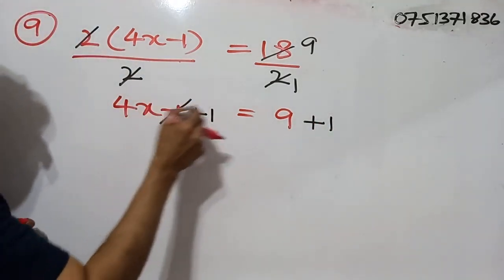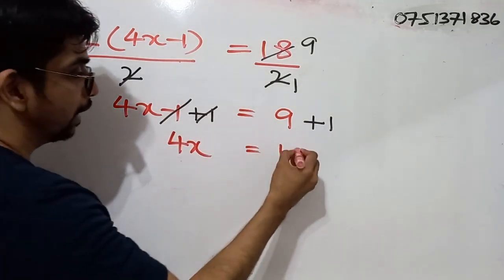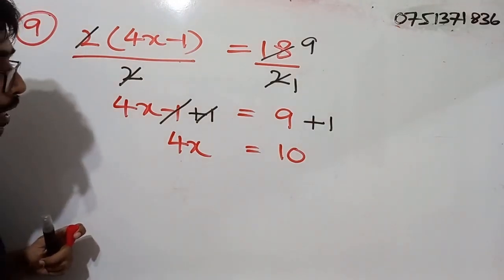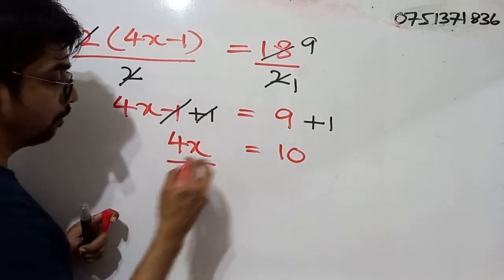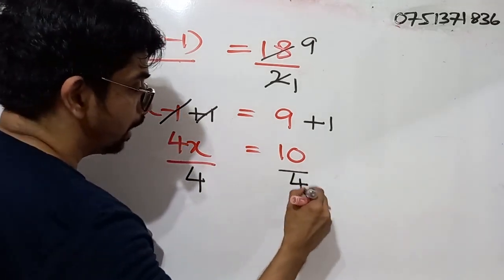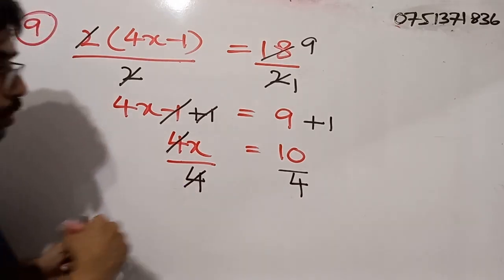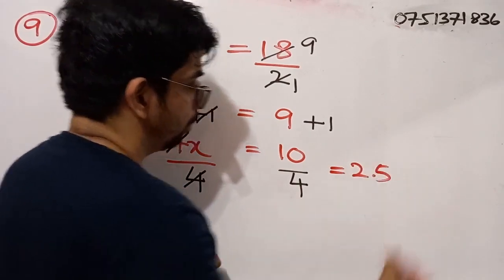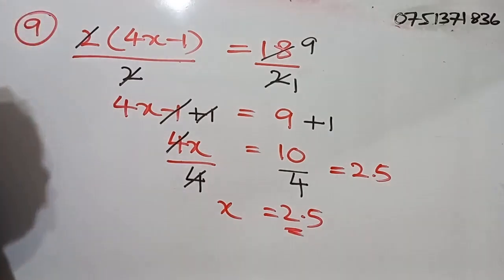So I can cancel off these 2. So 4x is equal to what? 10. Now what is the value of x? How do we find it? We have to divide 4x by 4, right? So divide by what? Divide by 4. So we have to do the same thing on the other side. So here I can cancel off these 2, right? So 10 divided by 4, what is that? We get 2.5. So what is the value of x? X is equal to 2.5.